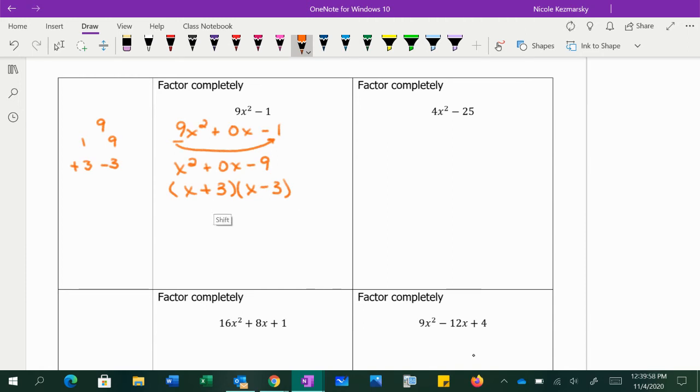I did the slide. I have to do the divide, so I have to divide by 9. Those don't divide nicely, but they do reduce. So I can say this is x plus 1/3 and x minus 1/3. And then take those 3's and put them in front of the x. So 3x plus 1 and 3x minus 1.